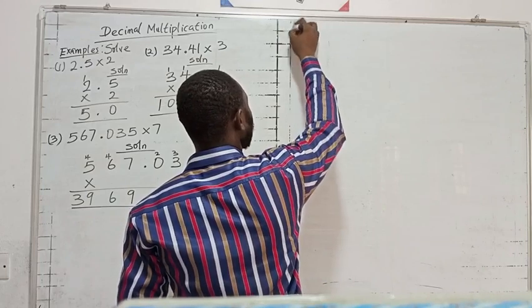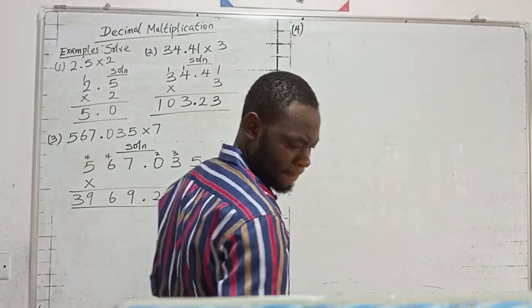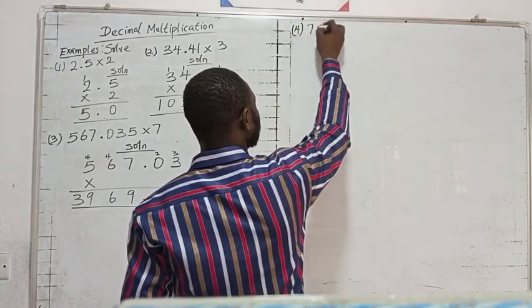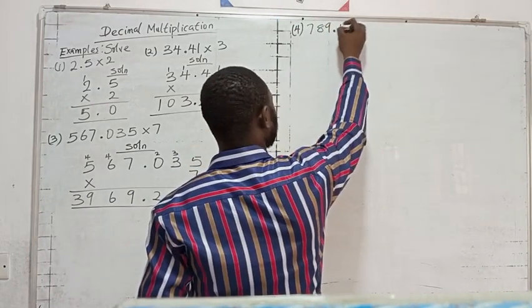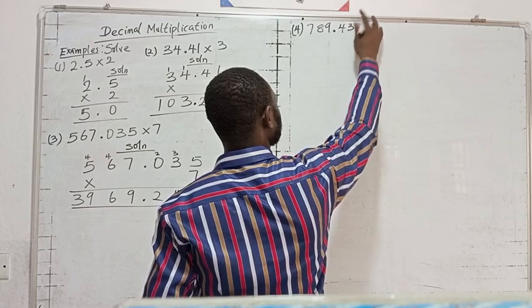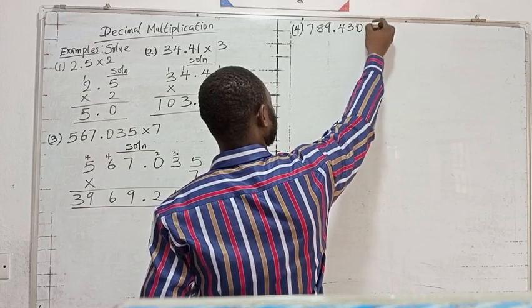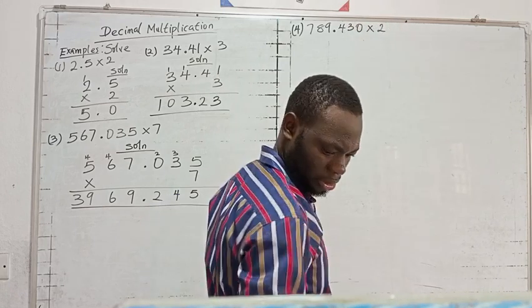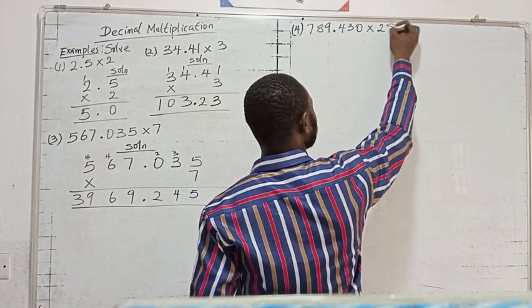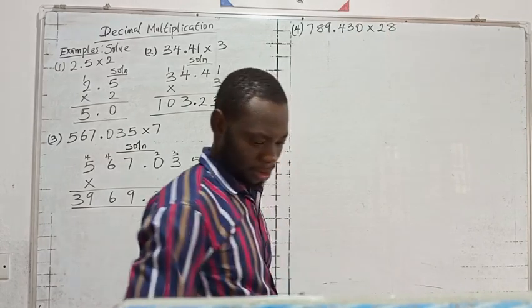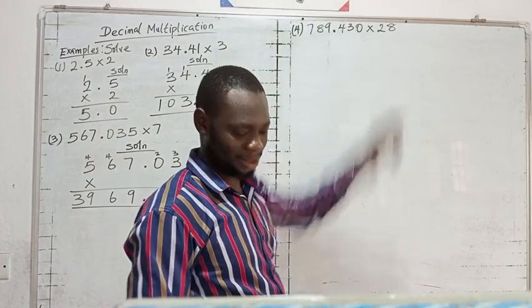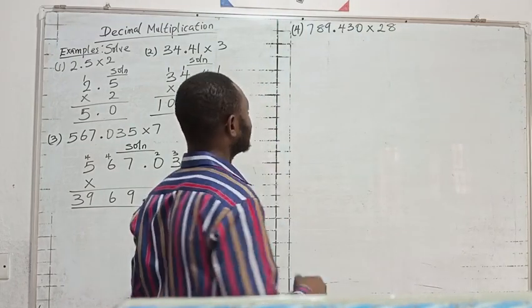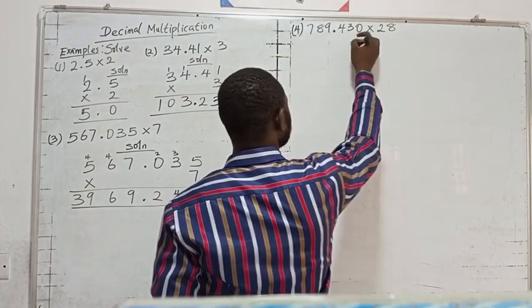Number 4. 789.430 times 28. Now you notice that I'm using more than one digit to multiply. Now let's see. Solution.